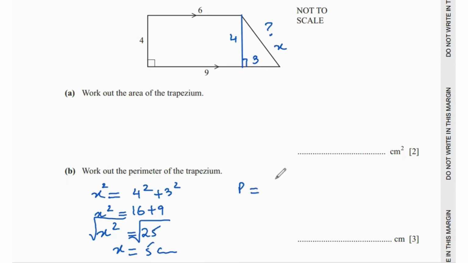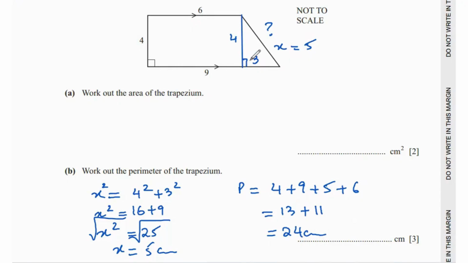So the perimeter is going to be 4 plus 9 plus 5 plus 6. Perimeter is the boundary of the shape. So whatever length comes in the boundary, you will add that to get the perimeter. So 4 plus 9 is 13, 13 plus 11, because 5 plus 6 is 11, so that's 24. 24 centimeters is the perimeter of this trapezium.